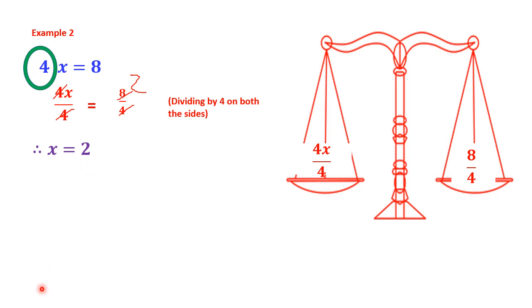Now in order to verify this equation, replace x with 2 and find whether it is getting balanced or not, or is the equation getting satisfied or not. So replace x with 2. So instead of x, now you have to put the value of x equal to 2. So you get 4 multiplied by 2, that is 8. Hence the equation is satisfied because the LHS is equal to RHS.